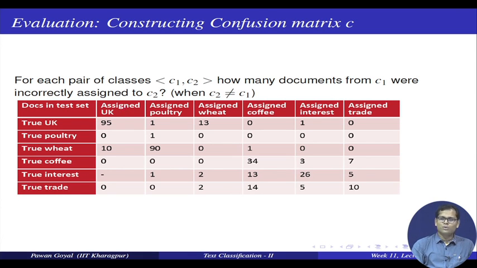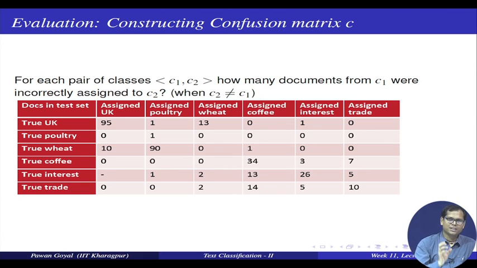So now how do you read this matrix? What does the number 95 mean? 95 means that your classifier assigned 95 documents to UK and they were true. But this whole column corresponds to whatever your classifier assigned as UK. So it assigned 10 documents to class UK while they were from class wheat. So immediately you can see that my classifier has some confusion between the classes UK and wheat.